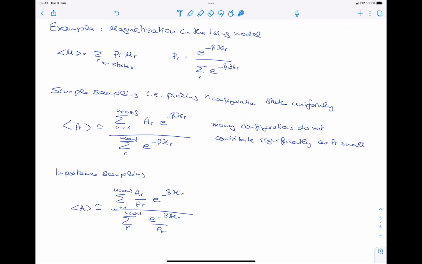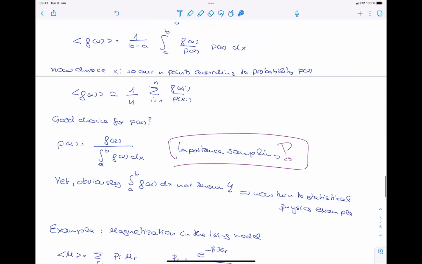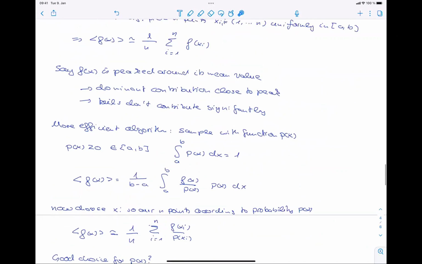So now I sample my states N, not uniformly, but I draw my states from a probability distribution that I here call P of R. And while doing so, I have to normalize the property that I'm evaluating, A of R over P of R, and same down here. So that's the same idea as doing exactly what we did here, right? Uniform sampling and uniformly distributed points.